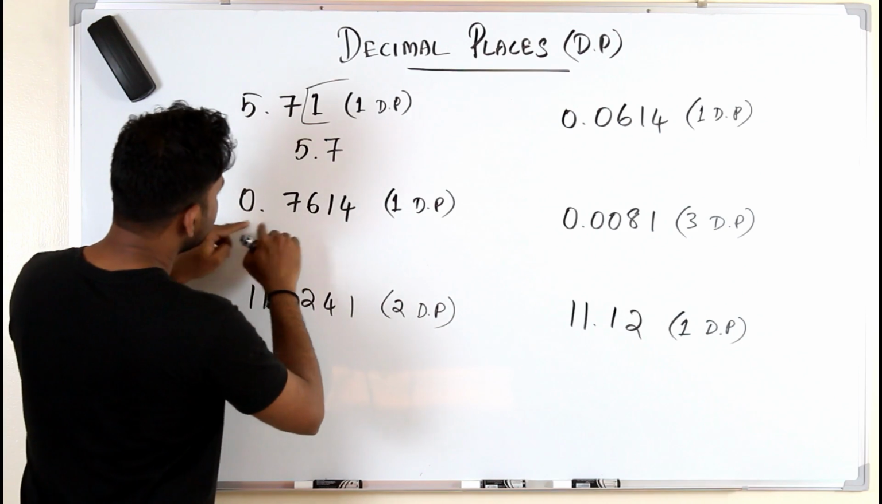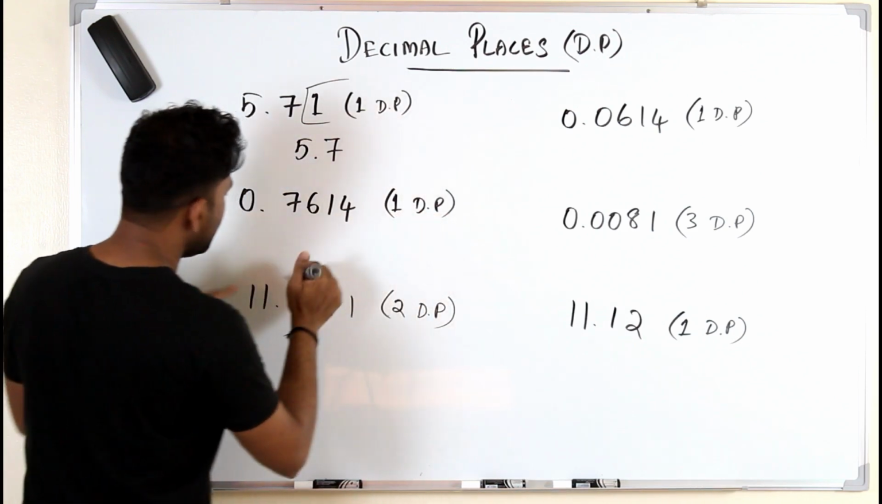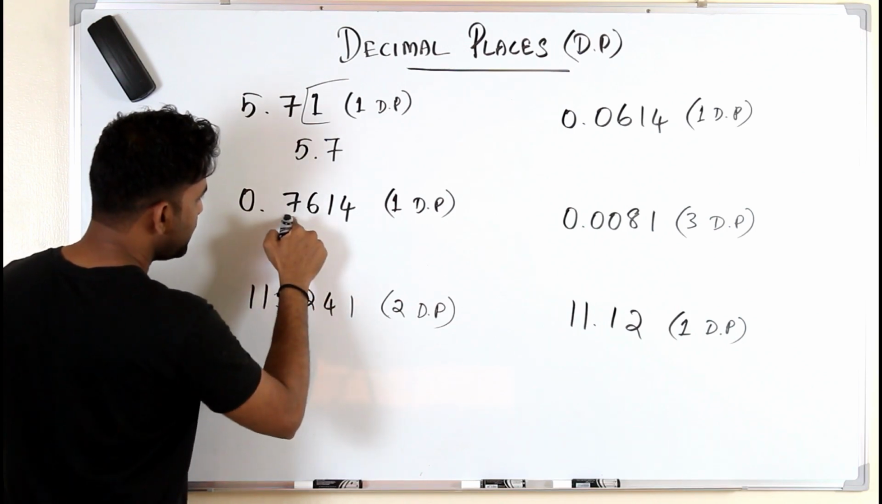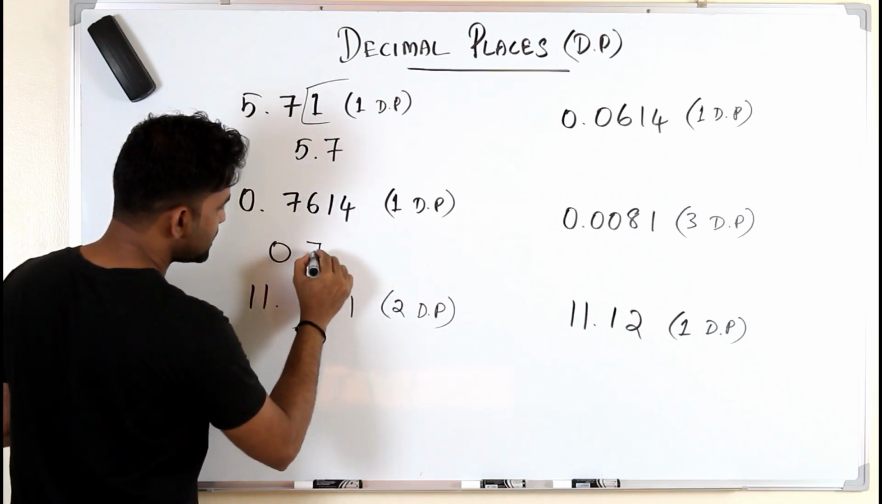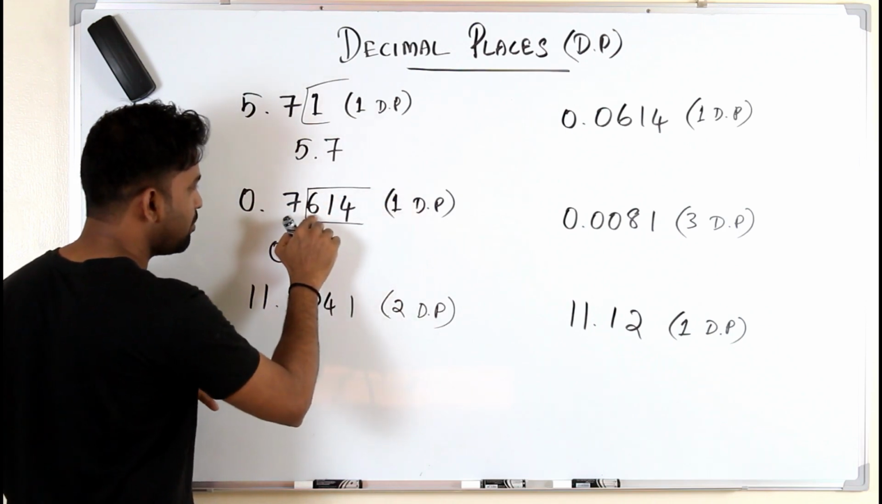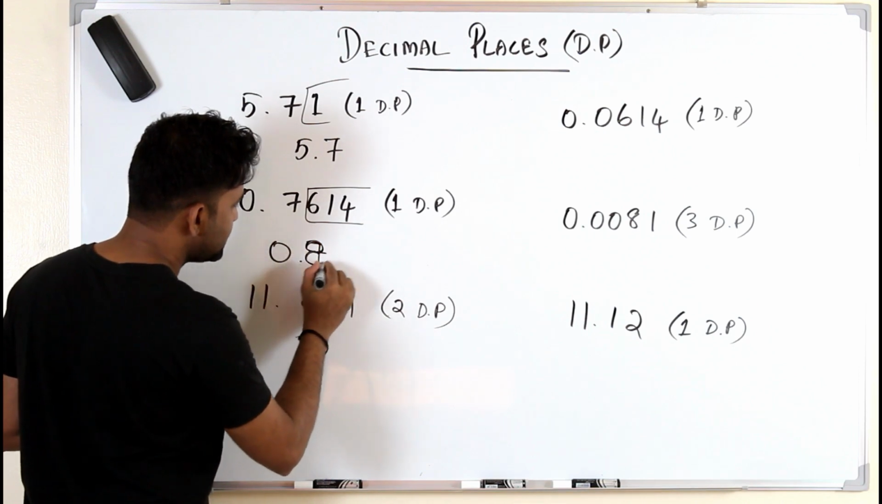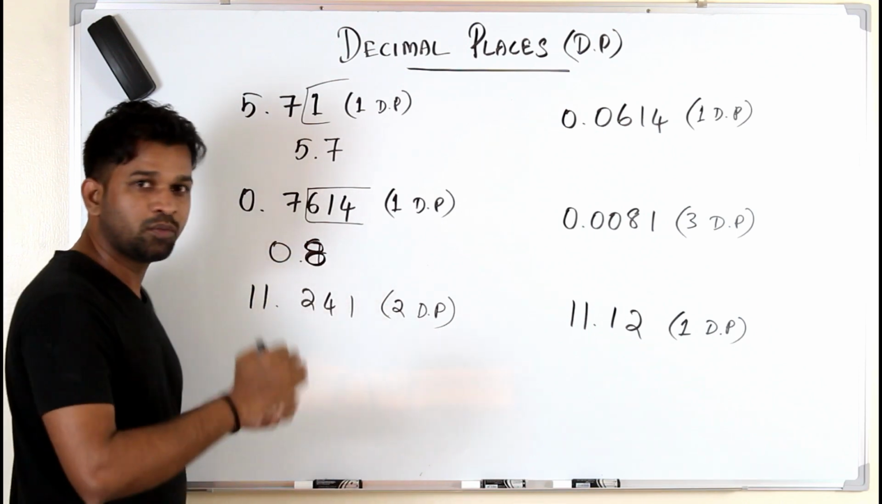Now, here, 0.7614, you need to write this number in 1 decimal place. So 1 decimal place, the first decimal digit is 7, and we omit the rest of the numbers. But since the next number is more than 5, you need to add 1 here. So it is 0.8, not 0.7.